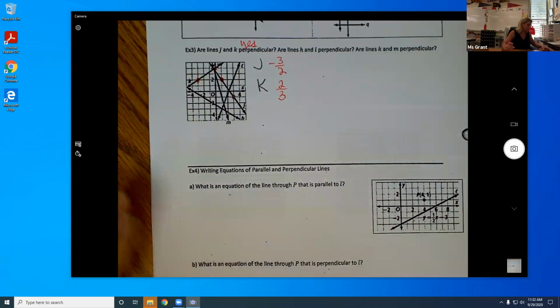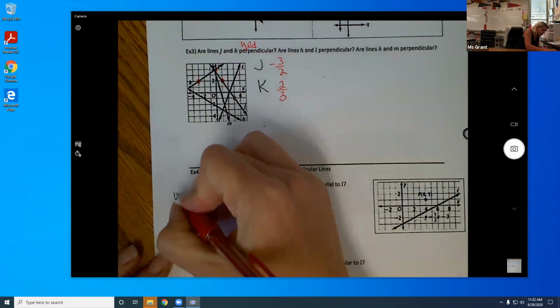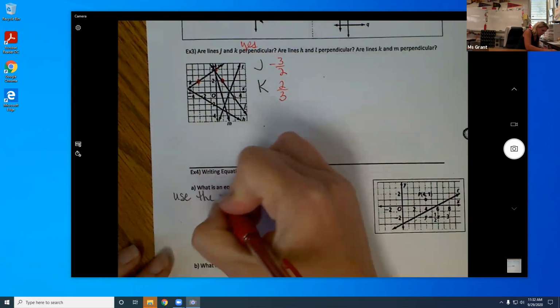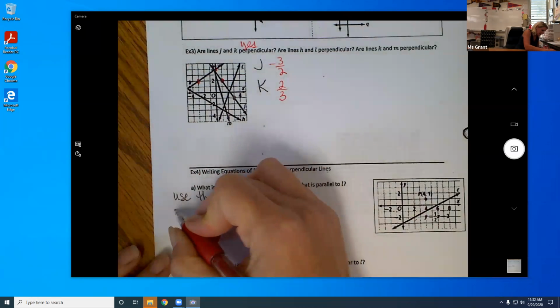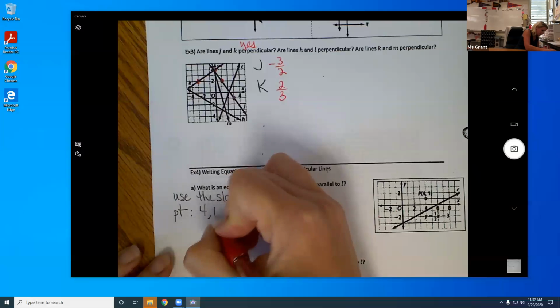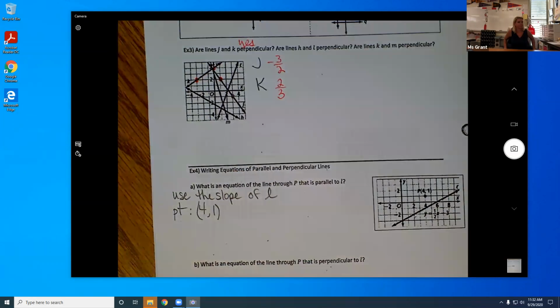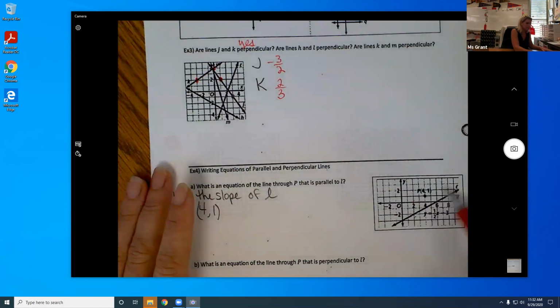So I need to use the slope of L and use the point 4, 1. Okay. I want a parallel line to line L, but it has to go through this point. So it's going to be up here like that.